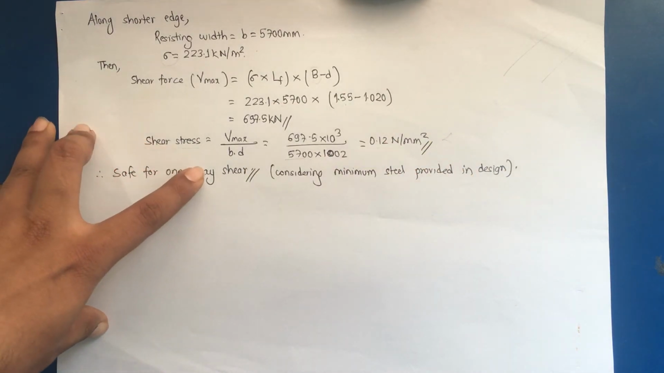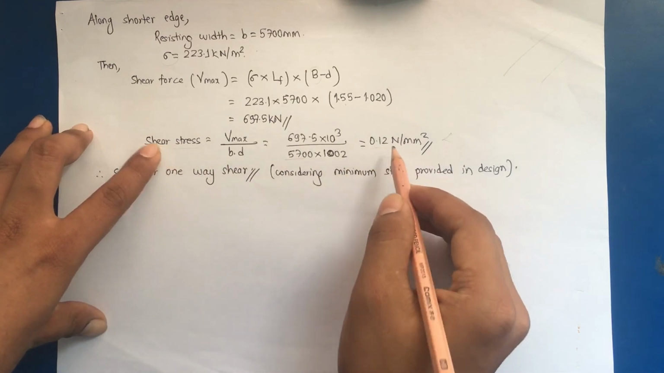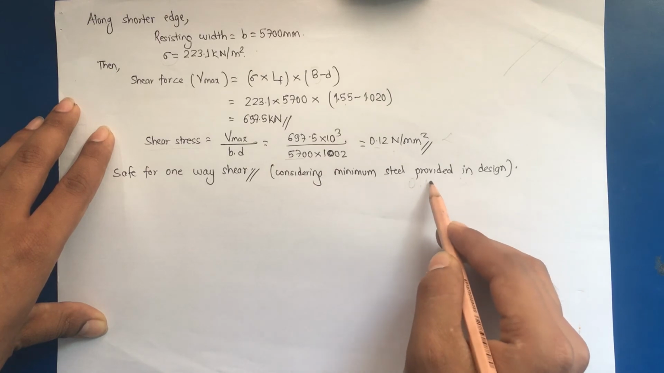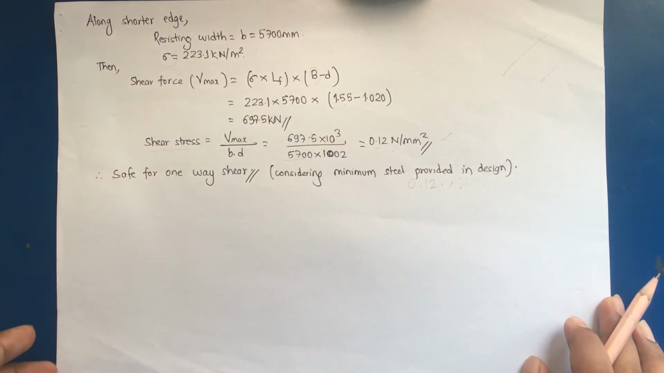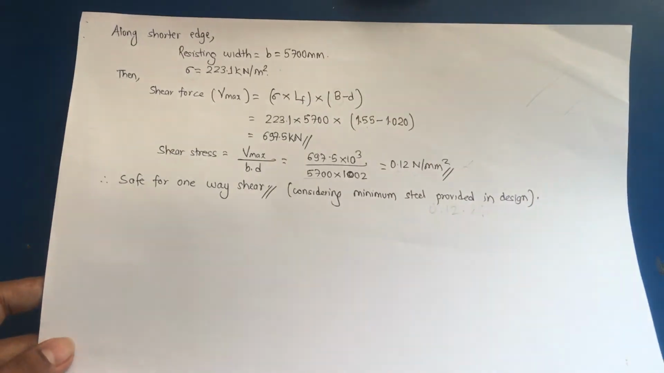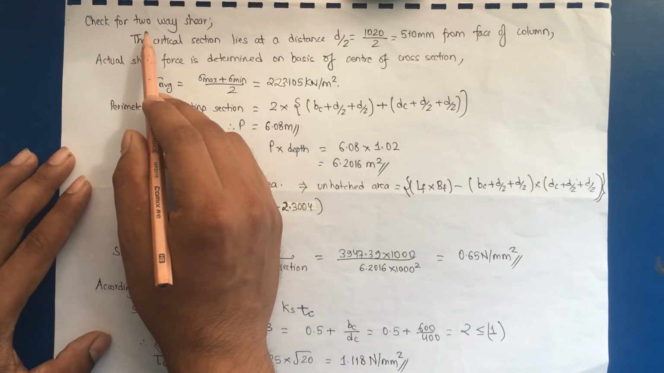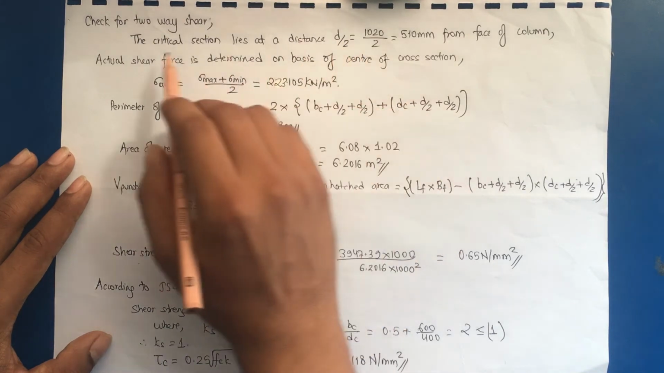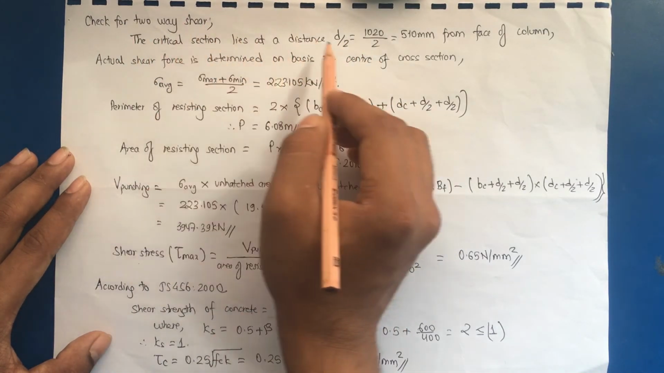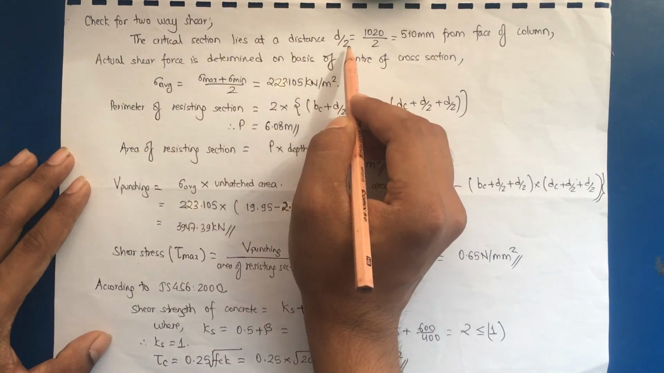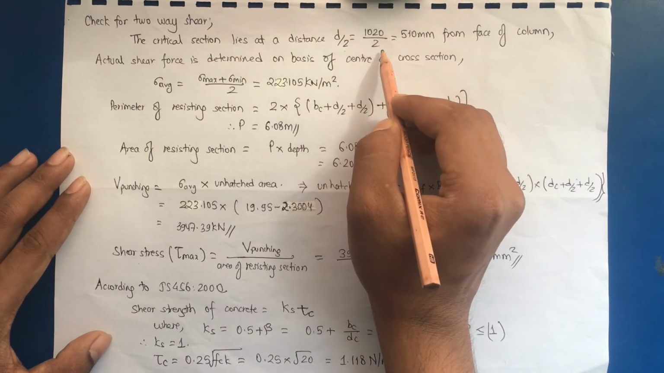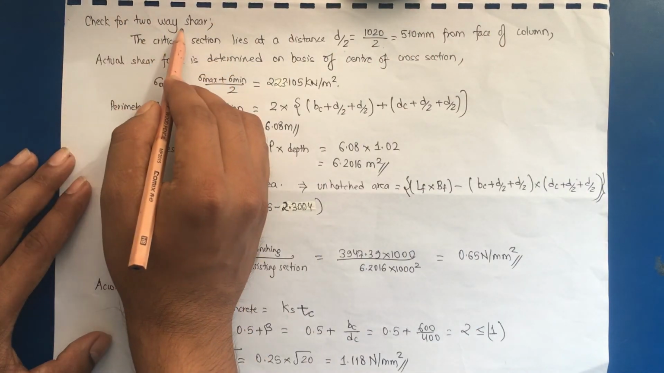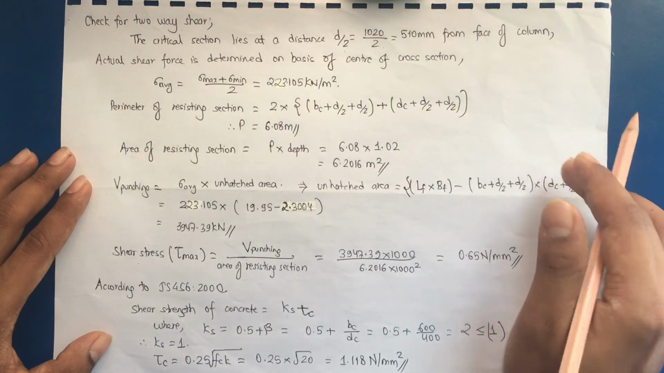If you see, for M20 concrete this much shear can be safe considering the minimum steel provided in the design, 0.12%. So you can compare the result in the table also. So now let us check for the two-way shear. For two-way shear, the critical section lies at a distance d by 2. The critical section for one-way shear lies at distance d, but for two-way shear it lies at a distance d by 2, which is 1020 divided by 2, 510 mm from the face of the column, and the check for two-way shear is done along the longer side only.